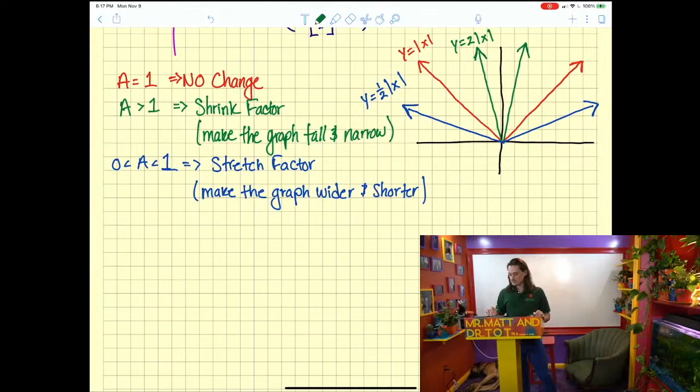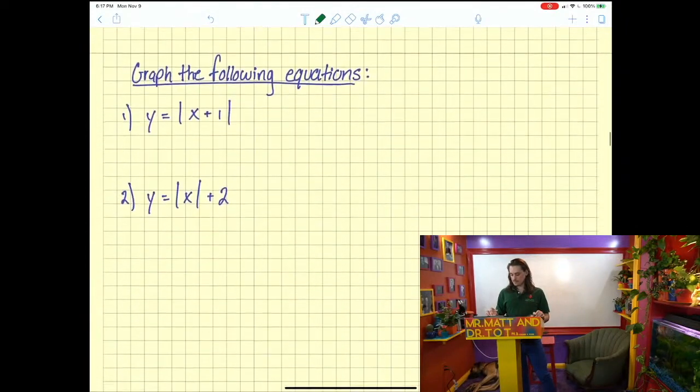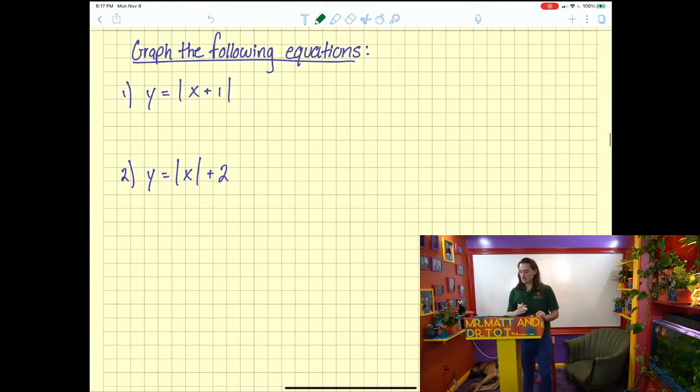If you have any questions, then please let me know. I'm going to give you 4 minutes. I'd like you to look at questions 1 and 2, and I'd like you to graph the following equations. 1, y is equal to the absolute value of the quantity x plus 1, so x plus 1 is inside the absolute value bars. And 2, y is equal to the absolute value of x, quantity plus 2, so the plus 2 is outside the absolute value bars. I'll give you 4 minutes. I'll keep track of time in the upper right-hand corner, and I'll update it per minute.